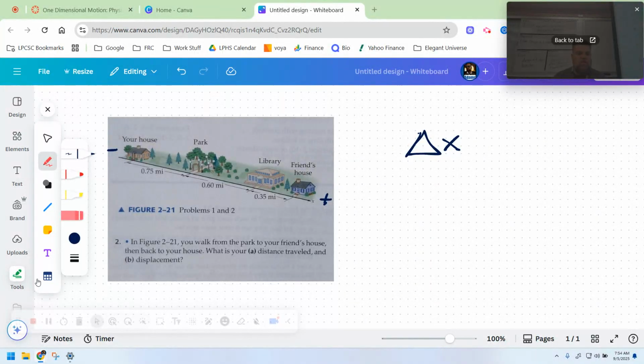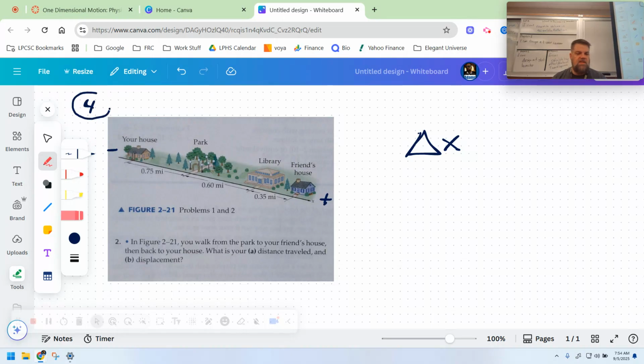All right, so for this question, this is technically the fourth problem from your homework, but it's like 2B. It says you walk from the park to your friend's house. So this position right here, oh, I see. This is your initial position. To your friend's house, so this would be your final position.